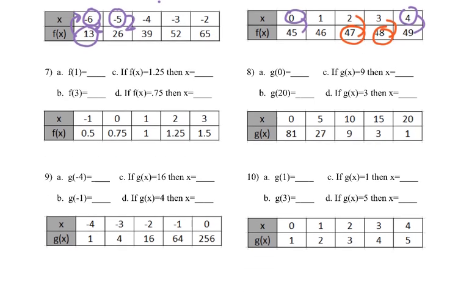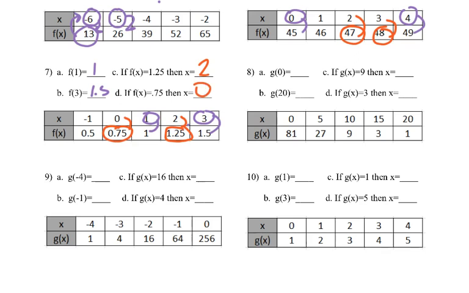Okay. Number 7, f of 1 right here, goes to 1. F of 3 goes to 1.5. F of x equals 1.25. We take it back to x equals 2. And 0.75 goes back to 0.